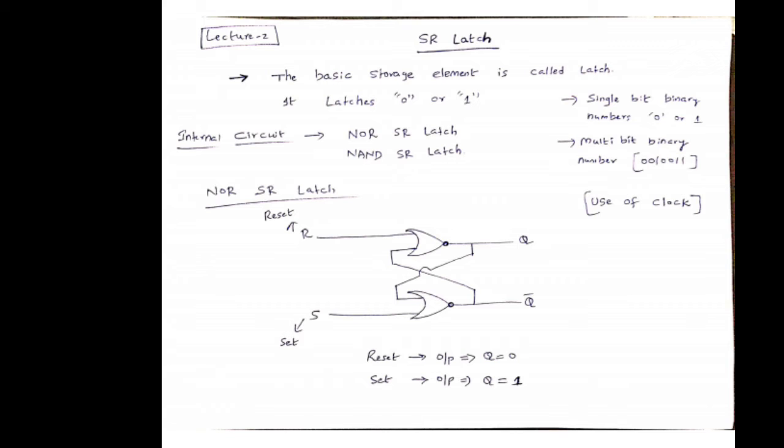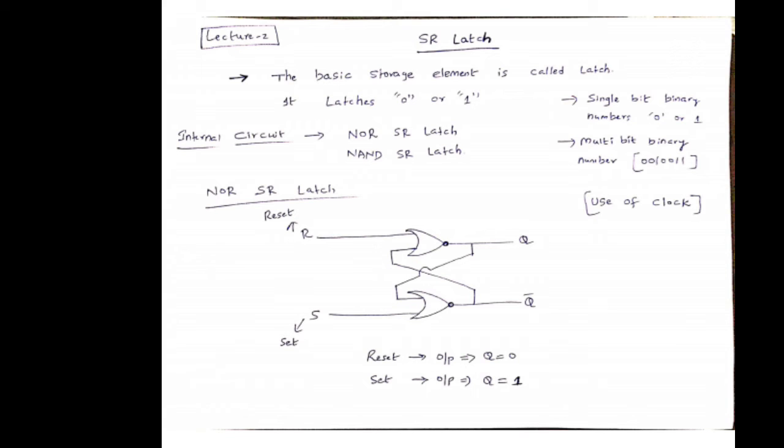In this class I would like to explain SR latch functionality and how it stores a single bit binary number, 0 or 1. If I know how to store a single bit binary number, I am able to store a multi-bit binary number also. As you are in a digital world, you need to store big data. If you want to store big data, first you need to know how a small data has to be stored, that is a single bit binary number. Let us see how it works, this SR latch.